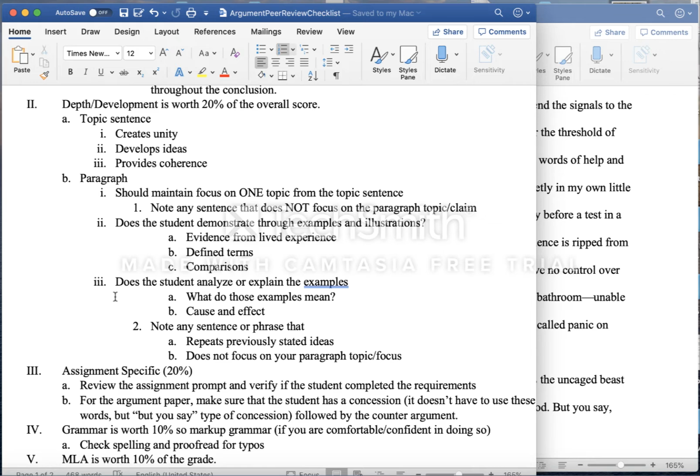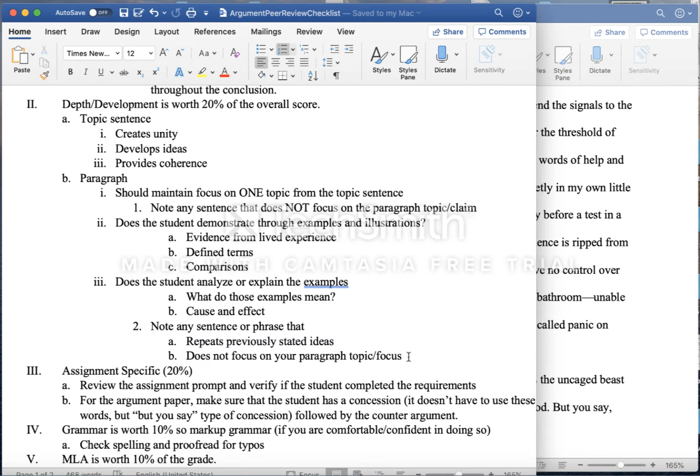Does the student demonstrate through examples and illustrations? Yes, there were examples from her lived experience. She defined terms in her own way, and she made comparisons between anxiety and panic. Does the student analyze or explain the examples? I went through there, and yes, she did. She talked more about comparisons than cause and effect, although there was cause and effect in test anxiety and then passing out in front of the bathroom. As far as I noted, there wasn't anything that was repetitive, and everything stayed on focus.